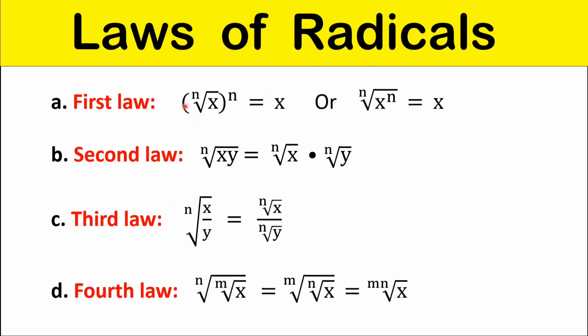And also, the formula of the third law is the n root of x over y is equal to the n root of x divided by the n root of y. And lastly, the formula of the fourth law is the m root of the n root of x is equal to the mn root of x.